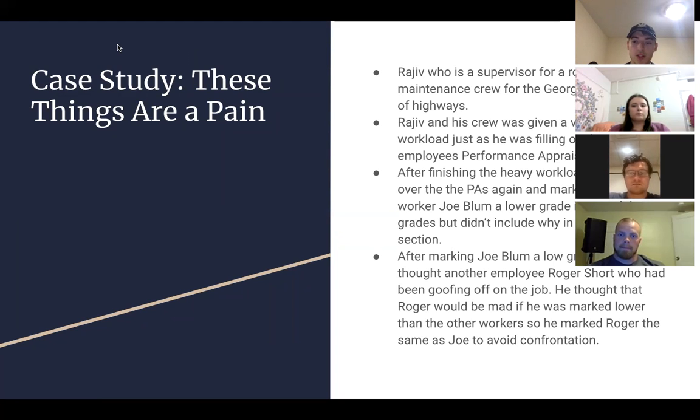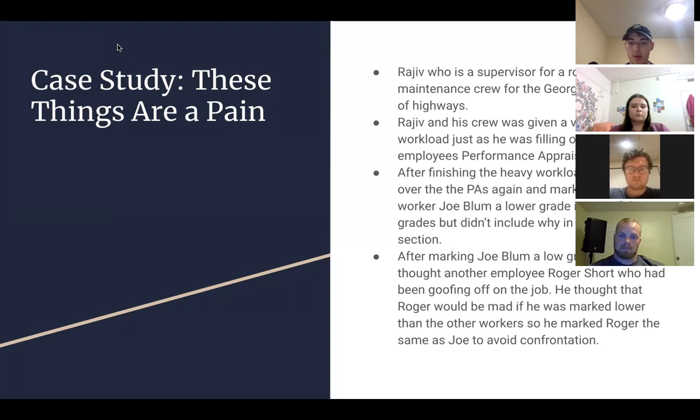And then after finishing the heavy workload, Rajiv looked over the performance appraisals once again before submitting them and marked a specific worker, Joe Bloom, a lower grade than what he was given before. And then after marking Joe a lower grade, he also thought of another employee, his name being Roger Short. He had been goofing off on the job for that week where they had a heavy workload. And he thought that Roger would be mad if he were to receive a lower mark or grade than all the other workers on it.